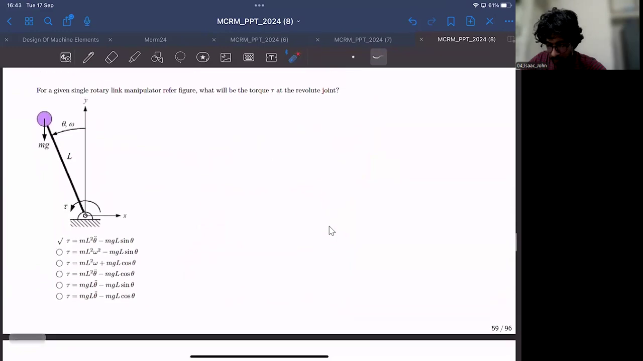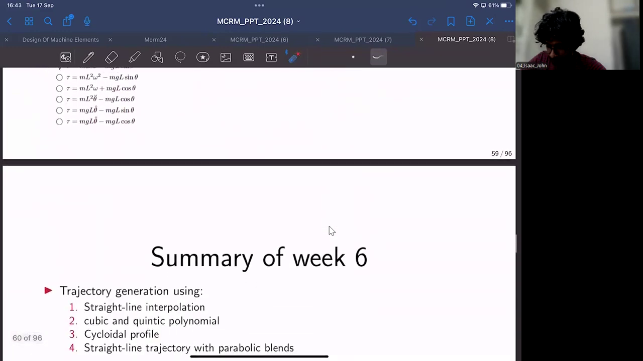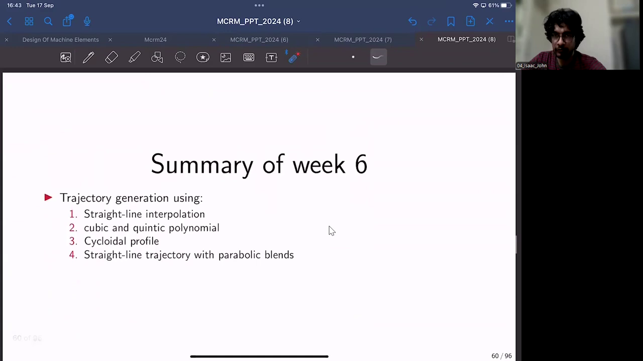Okay, so you will be able to obtain the correct solution. And for week 6, we discussed this.